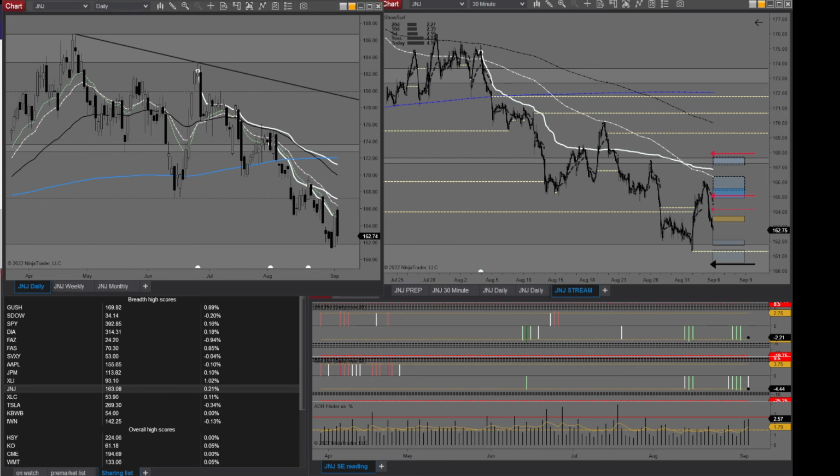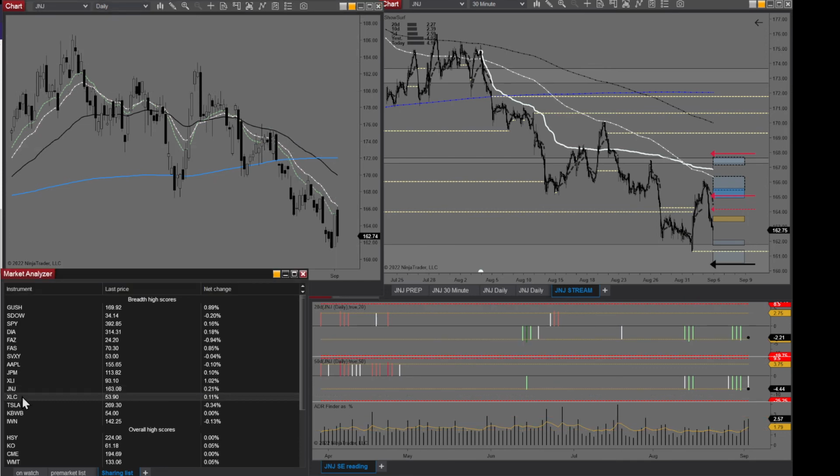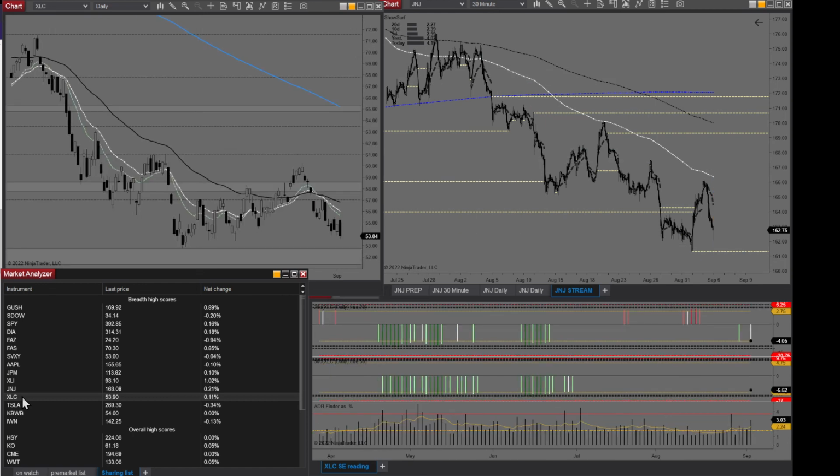Interesting. All right, and then moving on, we're going to hit XLC. We'll spend a minute or two wrapping up after we hit Tesla, and we'll call this one and wrap it. So XLC will be interesting on Tuesday.